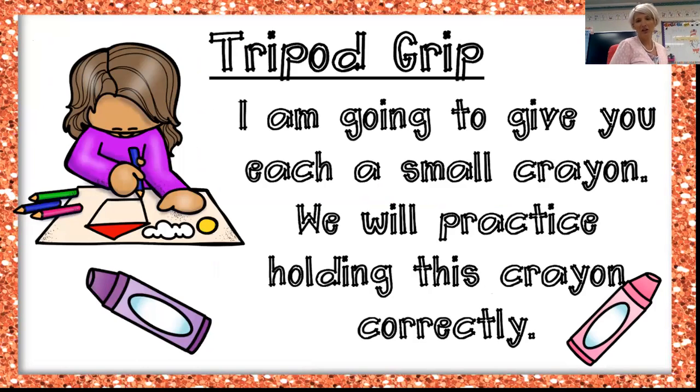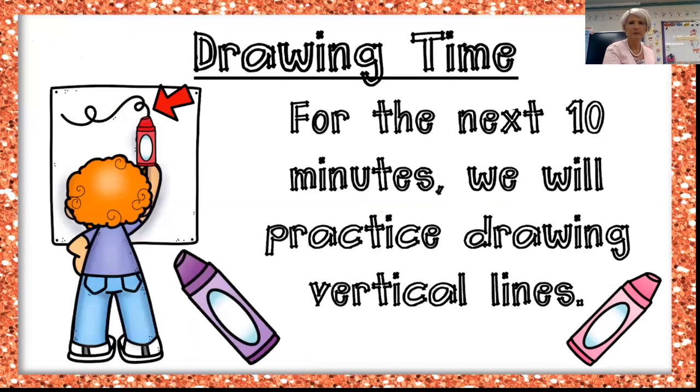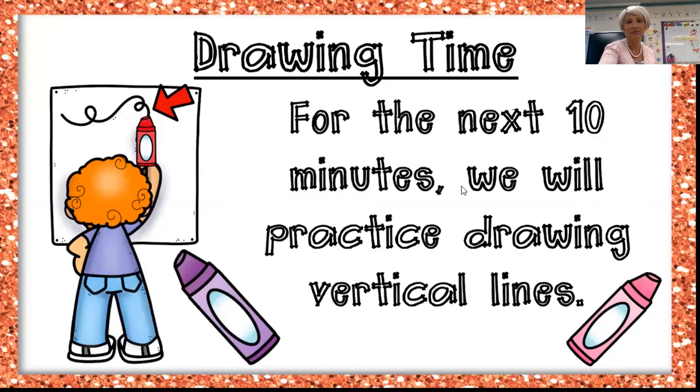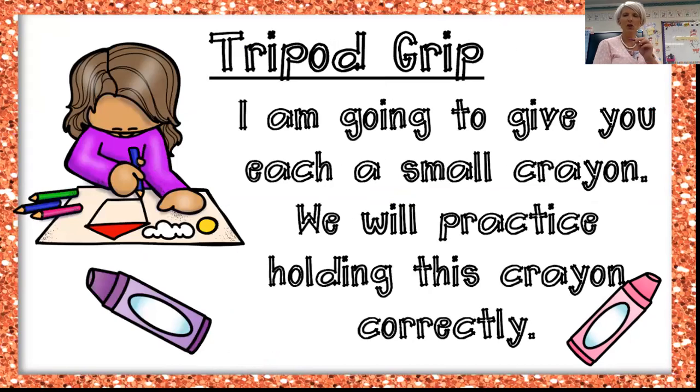Now, we're going to move on to our tripod grip. So, now you're going to need to get your small broken crayon. Sorry, I'm learning how to do this PowerPoint. So we're going to work on our tripod grip. If you have your broken crayon, you're going to take your thumb and your pointer finger. It's like baby shark. Baby shark, do, right? And you're going to put your crayon inside of that. This is called the tripod grip. Okay, do you see that? And this is how you should be writing with it, okay?